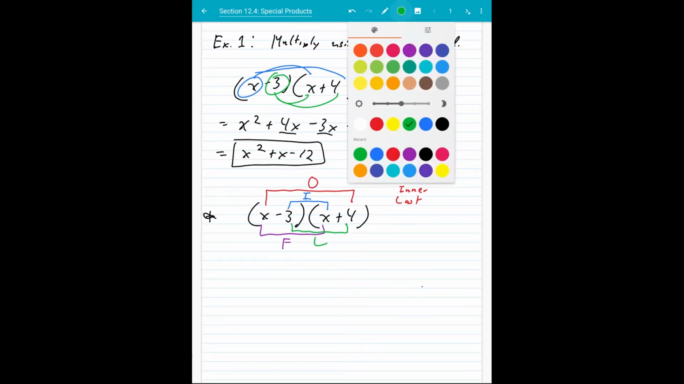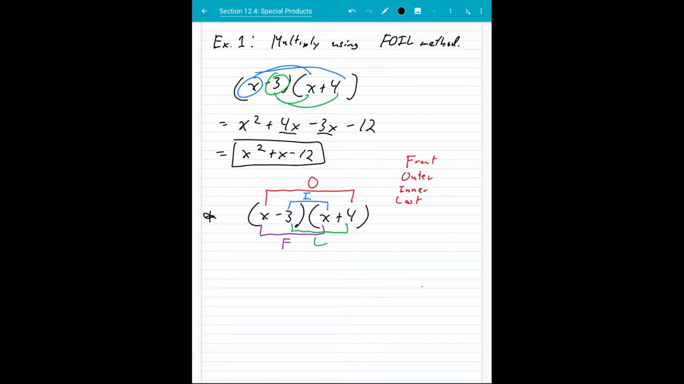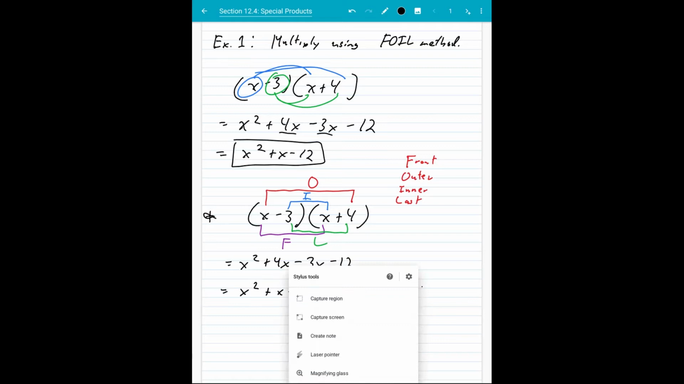For the first one, the F in purple, do x times x, which makes x squared. Then do O, which is x times 4. Then I, which is negative 3 times x. And then L, which is negative 3 times 4, negative 12. We multiply it out and simplify it, and we get the same exact answer. Notice this is what we got on the previous problem with our old method, and this is what we got with the new method, the FOIL method.